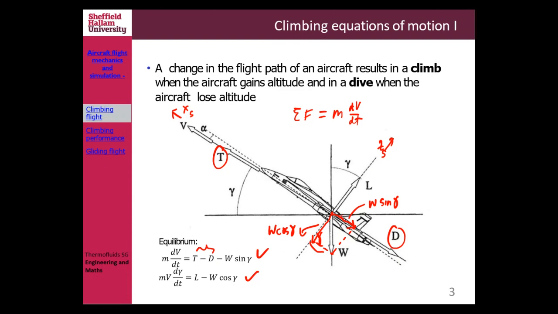And this one, if you look at the z-axis, obviously you know that the angular rate is speed divided by radius, and then m V d gamma/dt is obviously the speed because of the rotation of gamma multiplied by V. And then the sigma F in the z-axis component is obviously the lift minus the W cos gamma there. So there are only two components in that direction, right?